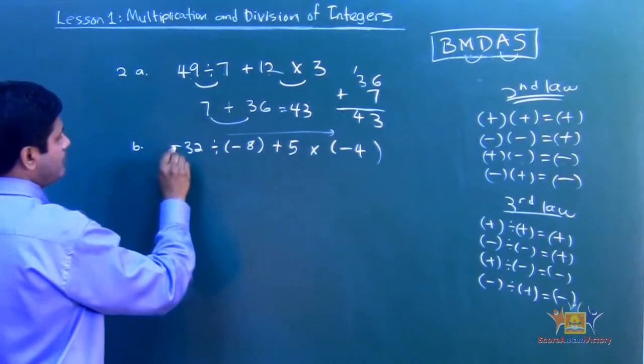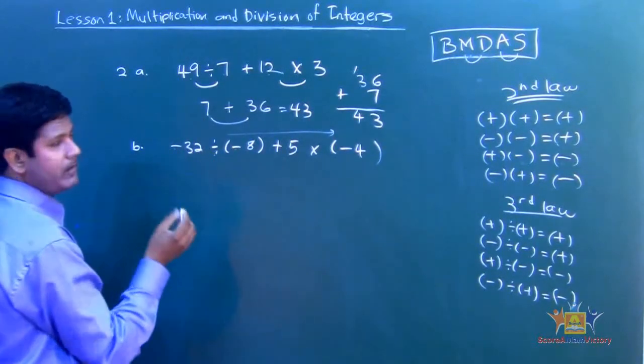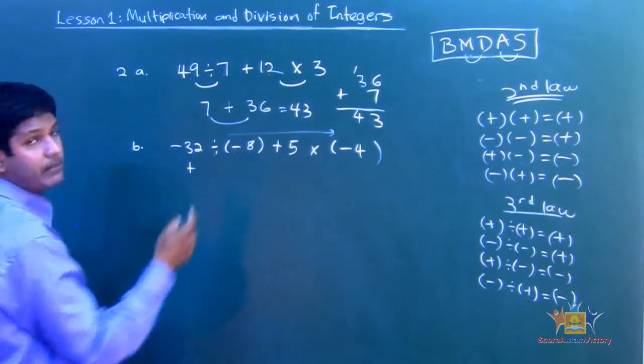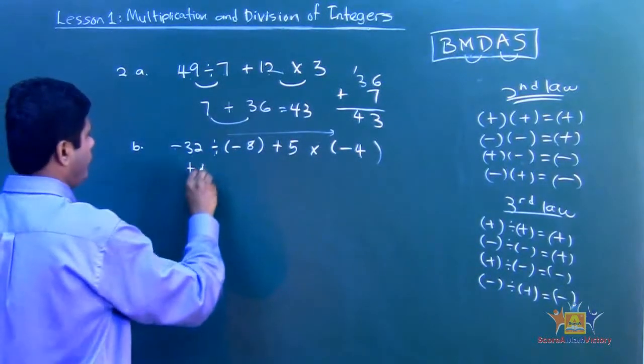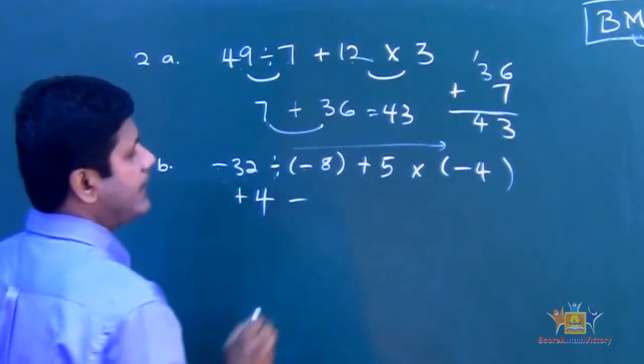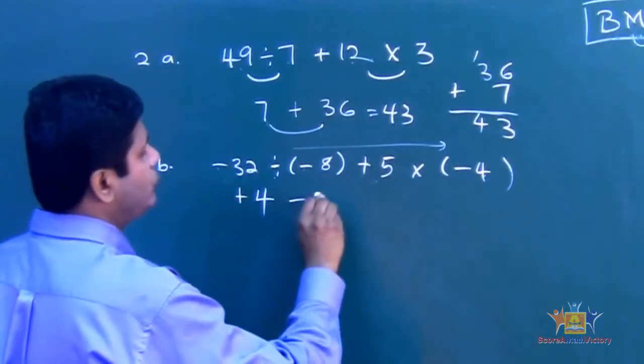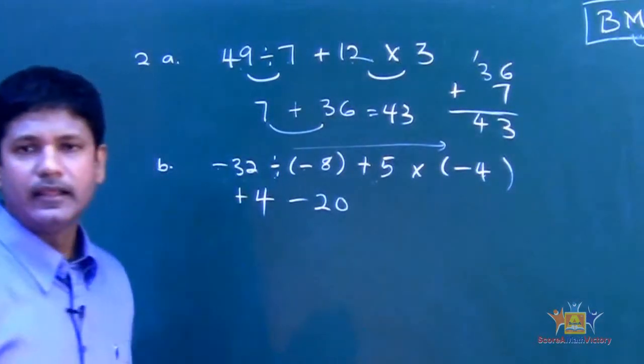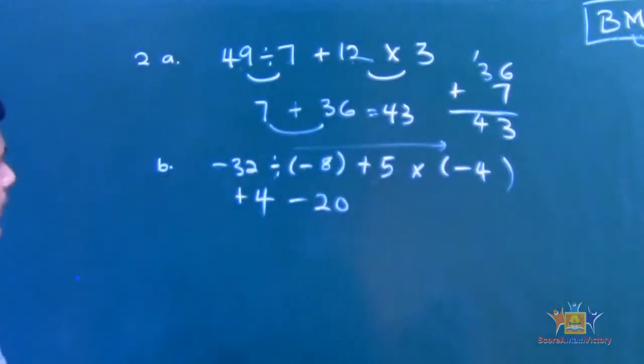Okay, so negative and negative divided will be positive. 32 divided by 8 is 4. Very good. 4. 5 positive and negative is going to be negative. 5 times 4 is 20. See that? Did you get that one?